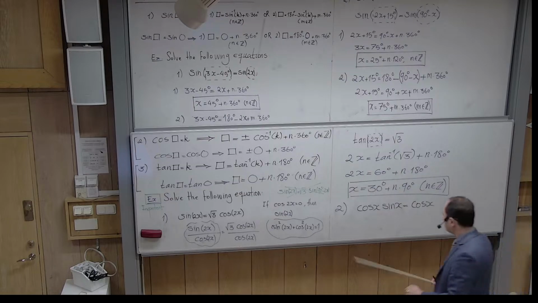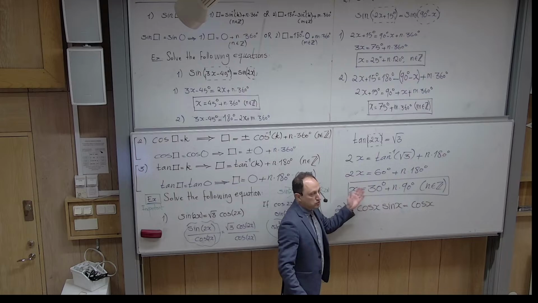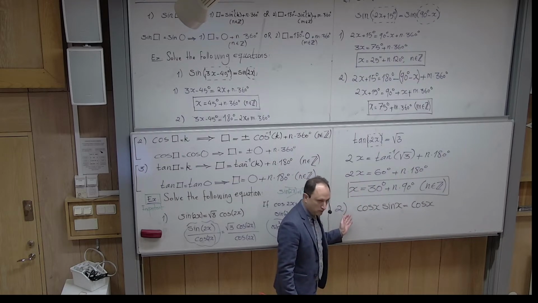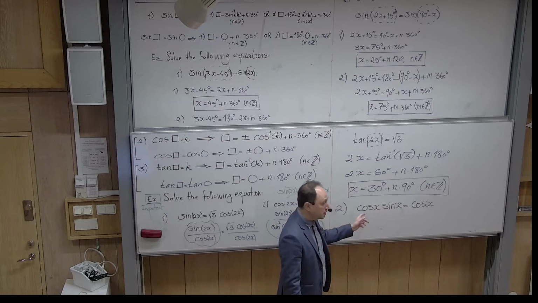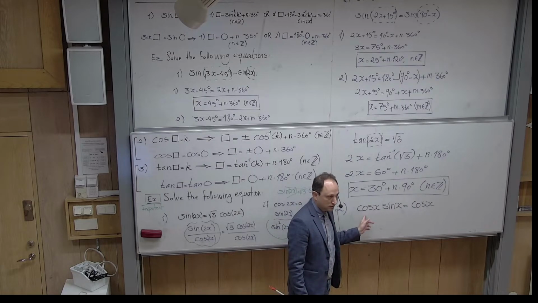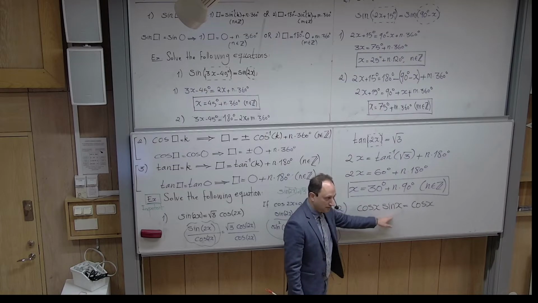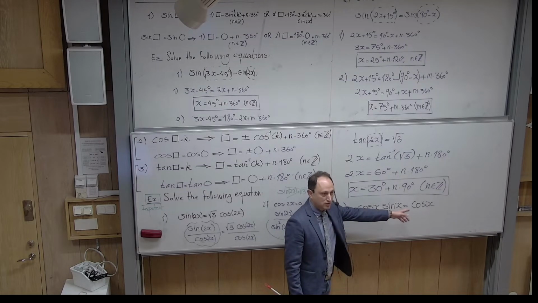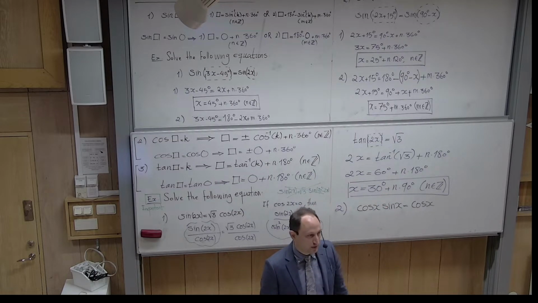Okay, so if you divide, you are assuming cosine x is not 0. Otherwise, you're not allowed to divide. But how do I know? Can cosine be 0 in this case? Indeed, yes. Because if cosine is 0, the left-hand side becomes 0, the right-hand side is also 0, 0 is equal to 0. So if you just divide by cosine x, you are throwing some possibility out of the problem. Do you understand what I mean?